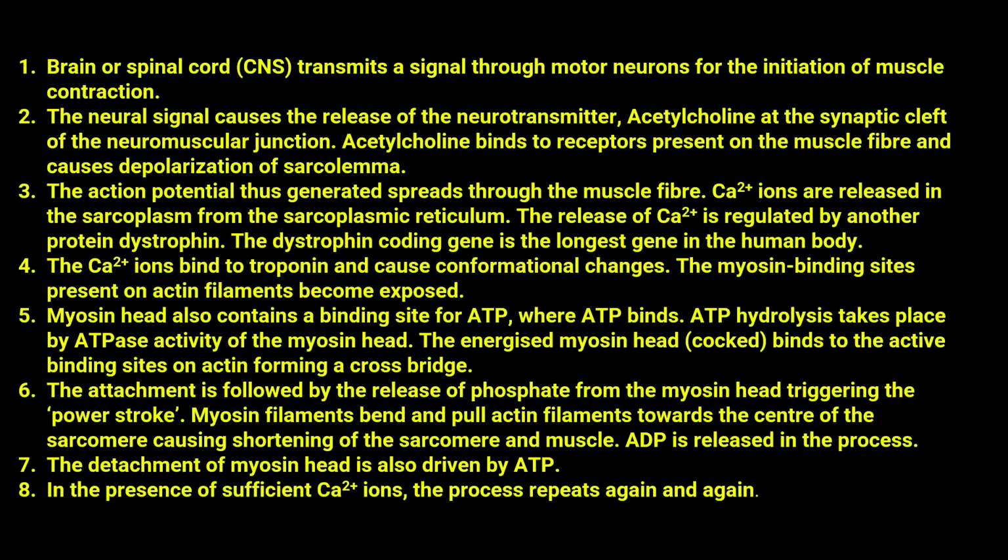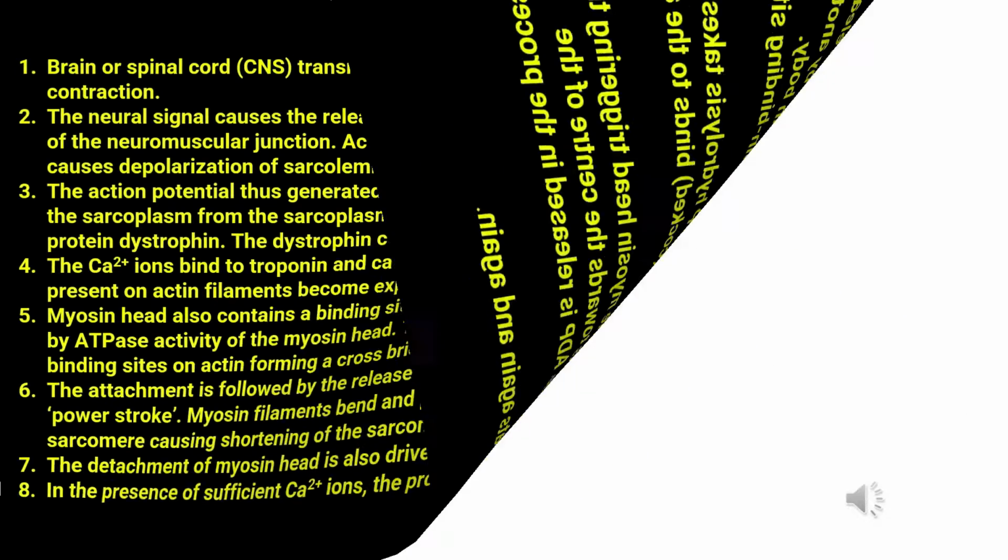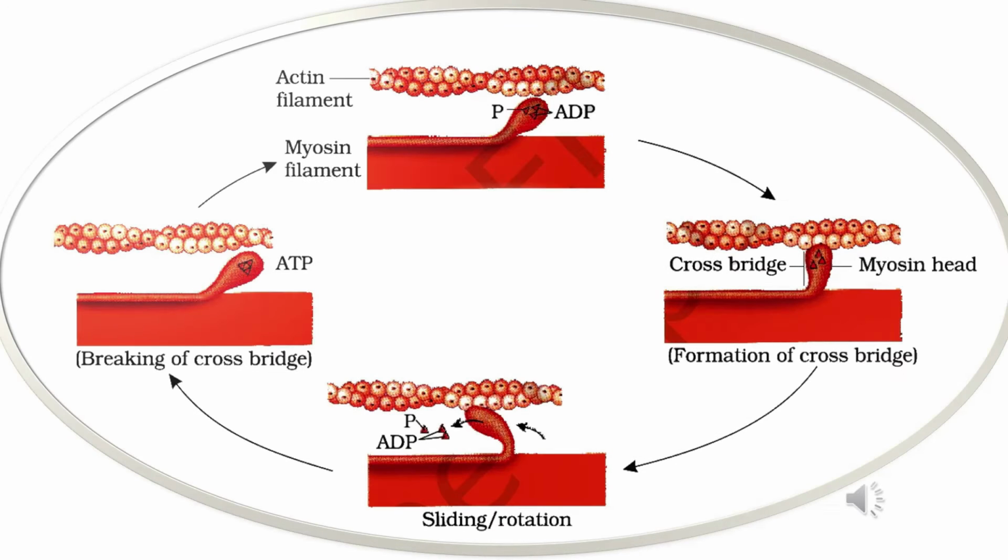ADP is released in the process. The detachment of myosin head is also driven by ATP. In the presence of sufficient calcium ions, the process repeats again and again. Observe the diagram carefully. See the attachment of ATP, its hydrolysis and pulling of actin filaments towards each other, and the cross arms become detached. This is followed again by ATP binding and pulling of actin filaments. This process will repeat again and again.